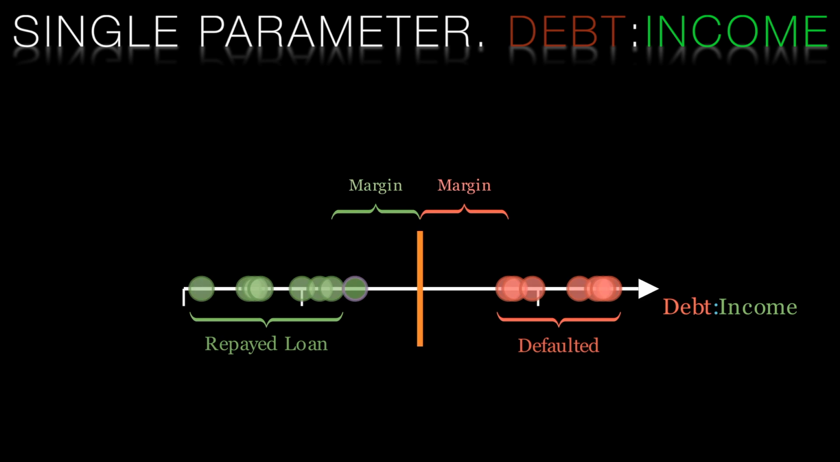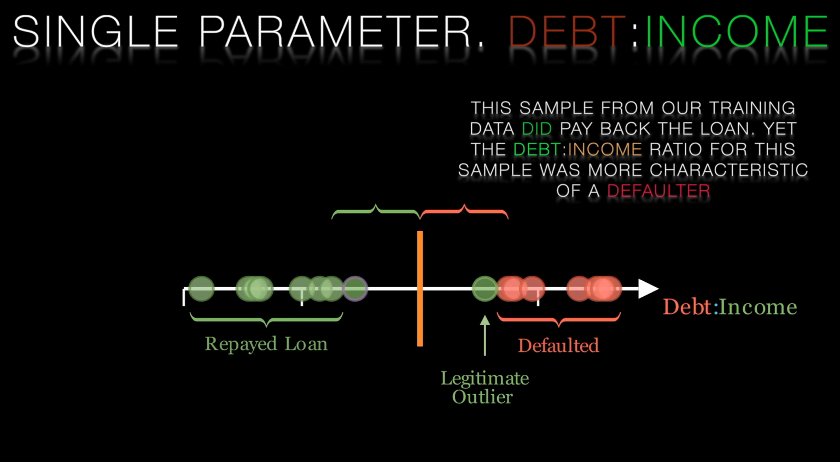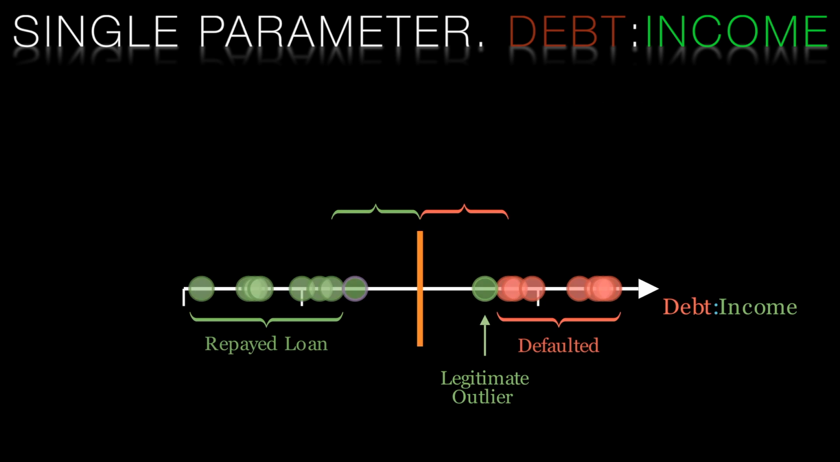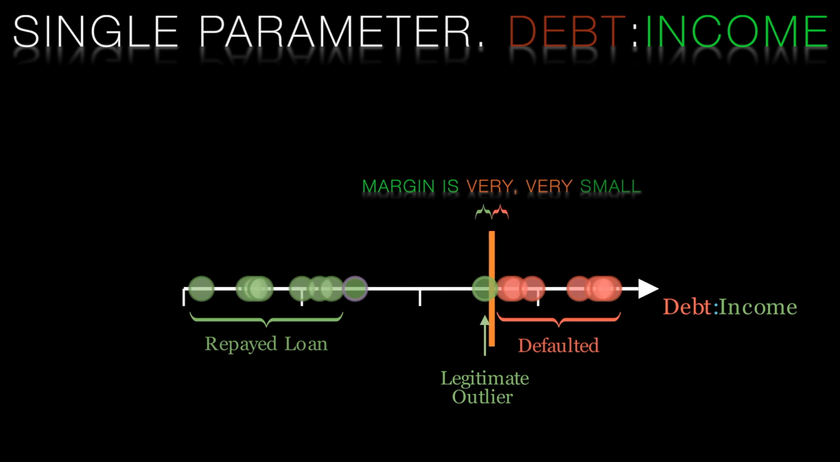So why isn't this necessarily the best point? The reason is generalization and outliers. Let's say we have an outlier in our test data. The debt to income ratio at this point lies very close to the defaulted group. Yet this borrower repaid their loan. If we use this outlier to set the decision boundary, then we will have a very, very low margin.